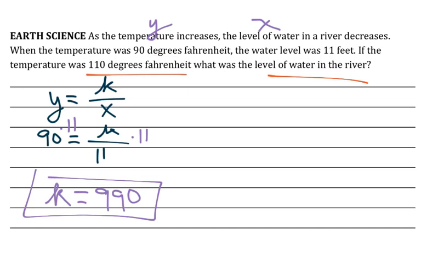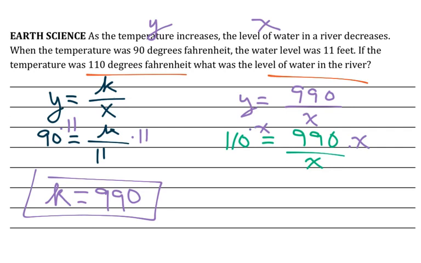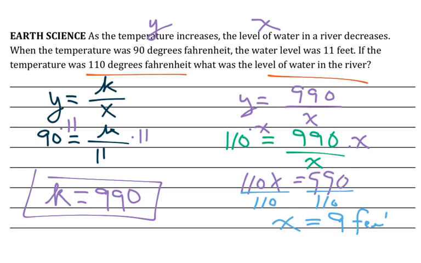It is not measured in degrees and it is not measured in feet. It's just a constant. Over here I'll plug that in. So here's 990 for k over x. And then I have to make sure I keep the organization straight. So over here we used 90, which means that this 110 for temperature is y. And as I look at this, I'm thinking, well, I probably can guess what this is. But I'll still multiply by x. And then I get 110x is 990. Divide both sides by 110, leaving me with x is equal to 9. And the units on this are feet.